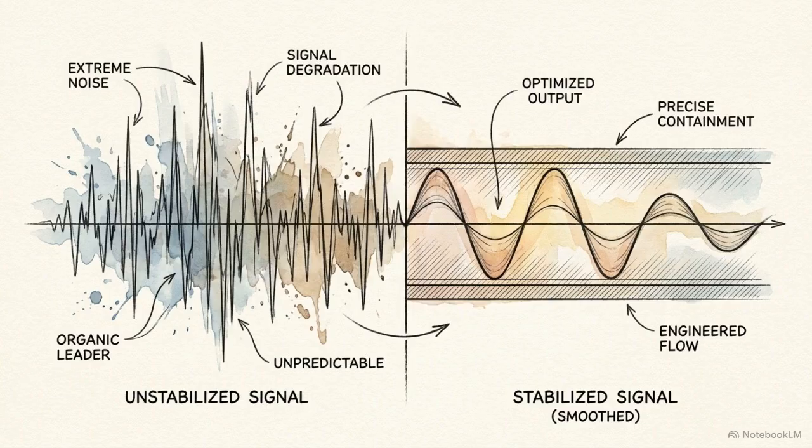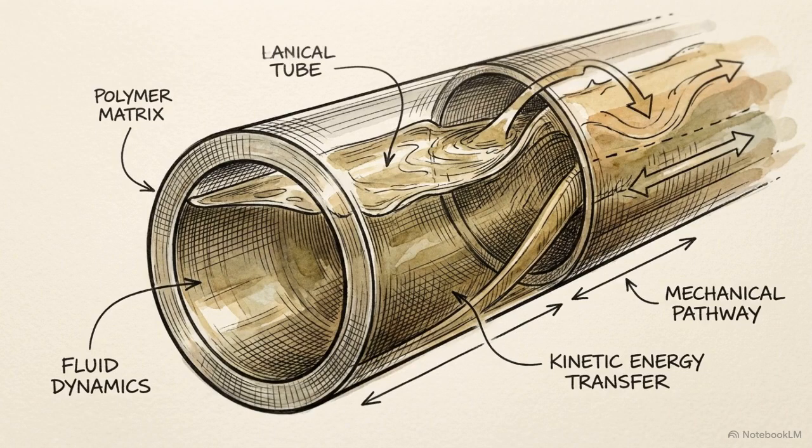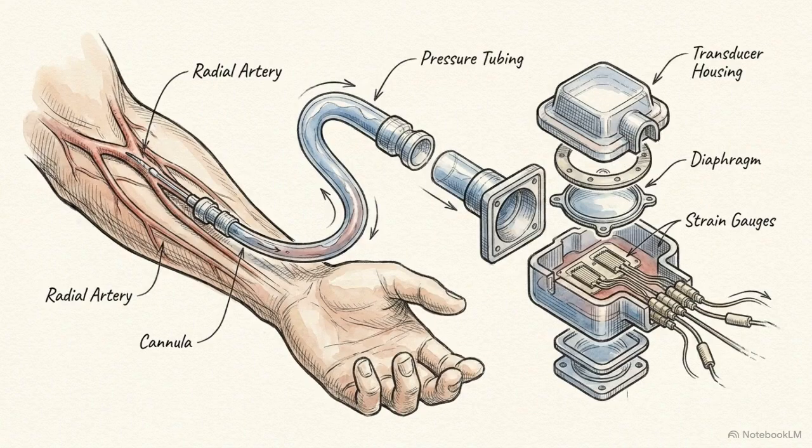The damping coefficient proves that accurate monitoring isn't about achieving perfect signal transmission. It requires engineering a mathematically precise amount of signal degradation. The Wheatstone Bridge provides flawless electrical sensitivity, but it remains entirely at the mercy of the fluid column delivering the mechanical kinetic energy. The tubing architecture must follow a strict physical checklist. It has to be as short, wide, and stiff as clinically possible.